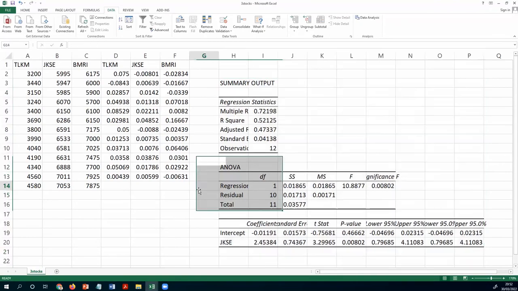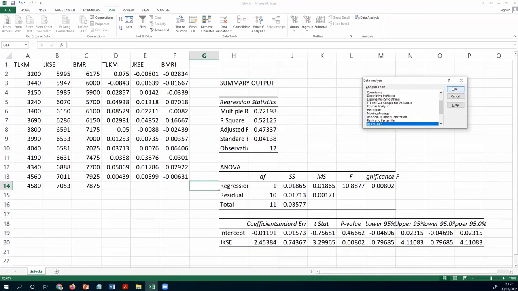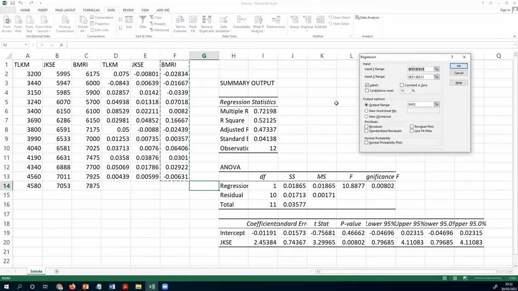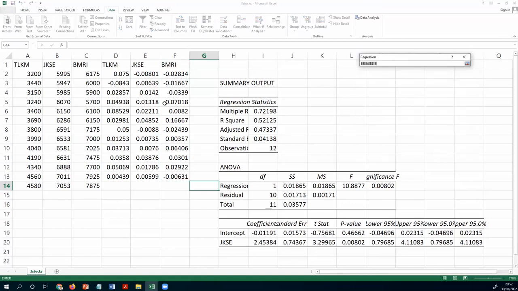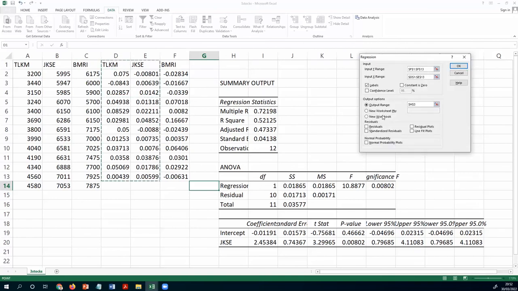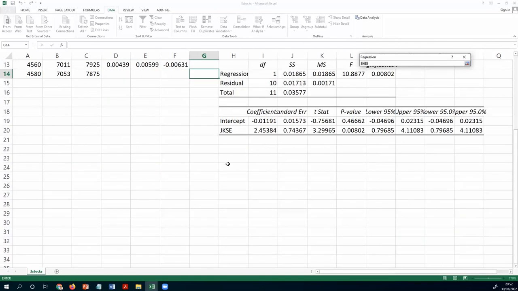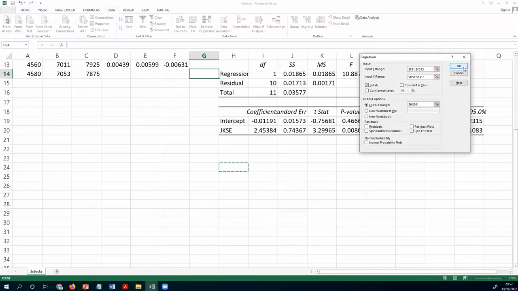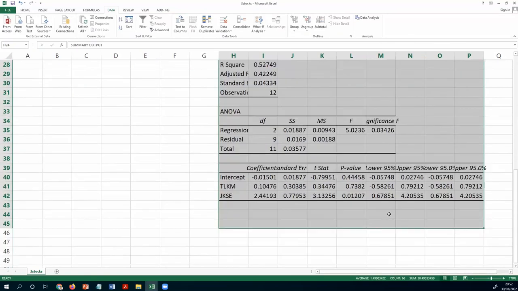Okay, what about the multilinear? Multilinear data analysis, regression. Y is Mandiri, X will be Telkomsel and Jakarta Stock Exchange. This one. Okay, 0.104, 2.44. I think the same.